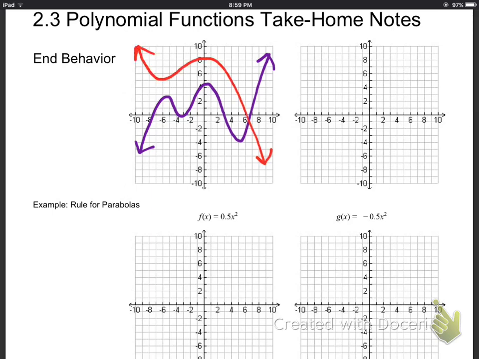Here's the red. Here's another example of a different polynomial function. And then here are two more examples on the right. So those are the four possibilities: down, up, up, down, up, up, or down, down.